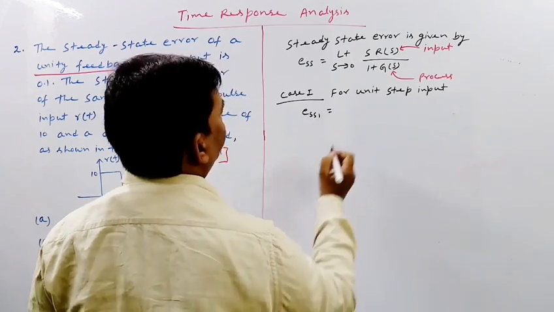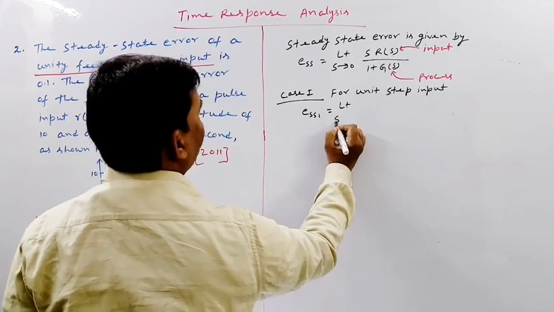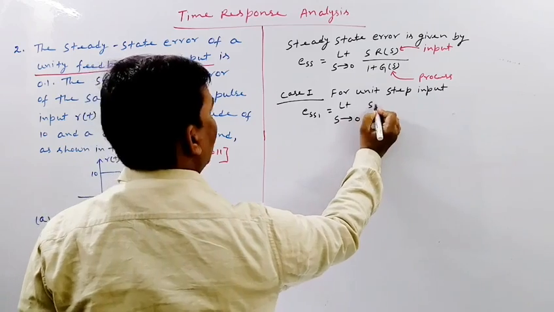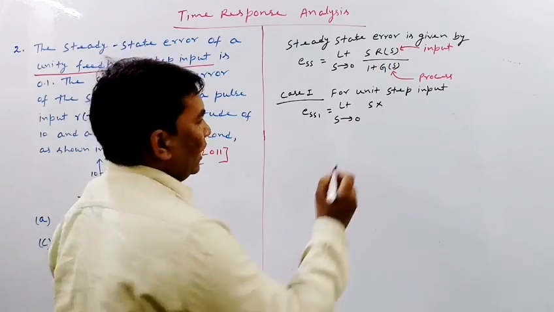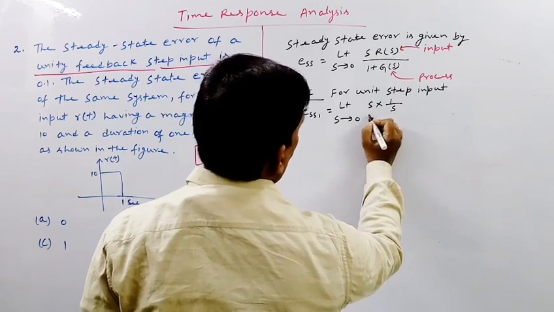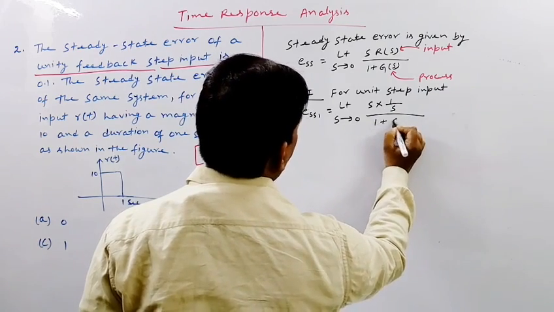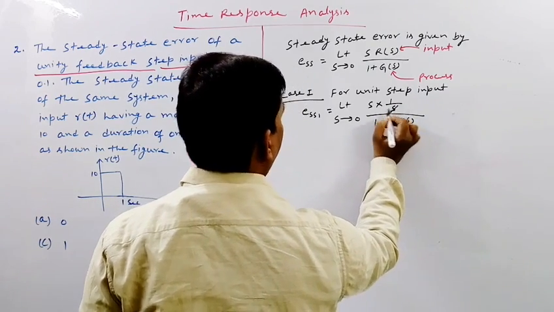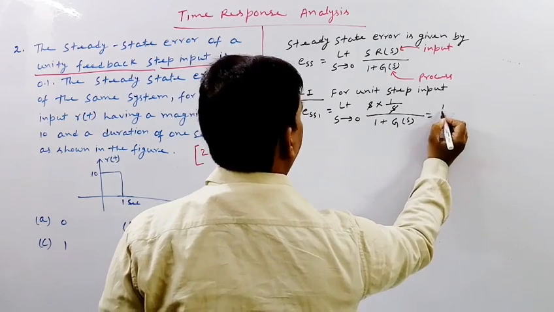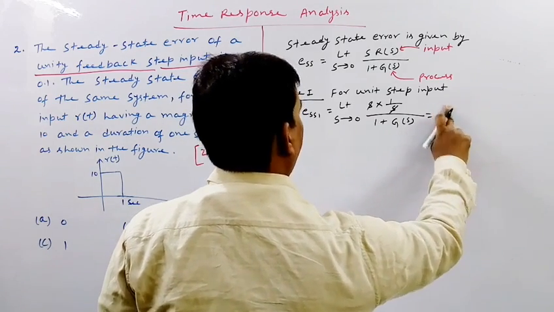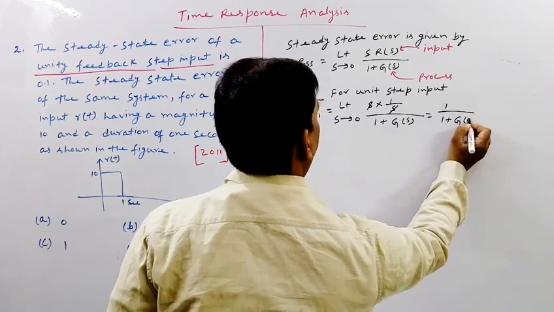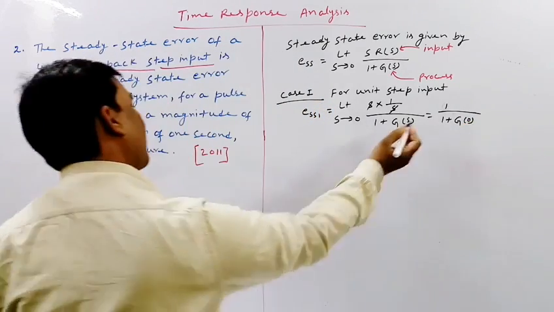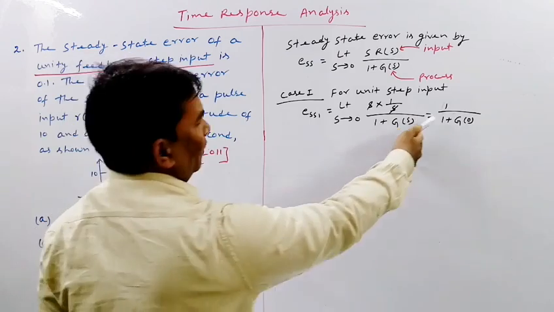This will be equal to limit s tends to 0 of s multiplied by the Laplace transform of the unit step input, which is 1 by s. So 1 by s divided by 1 plus G(s). So s will cancel out each other, and it will be 1 by 1 plus G(0), because if we put the value of s as 0, then it will become G(0).